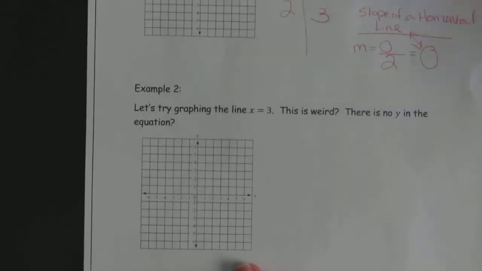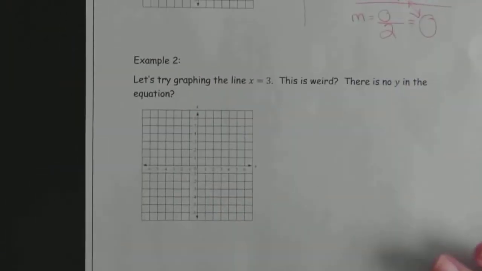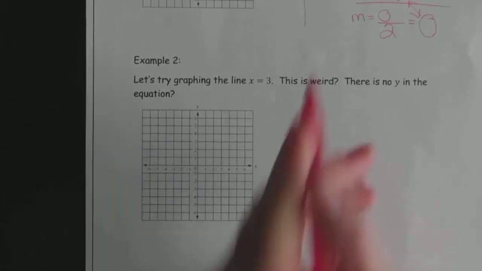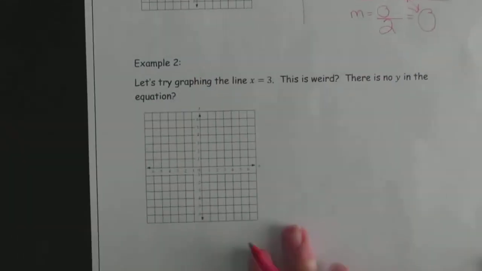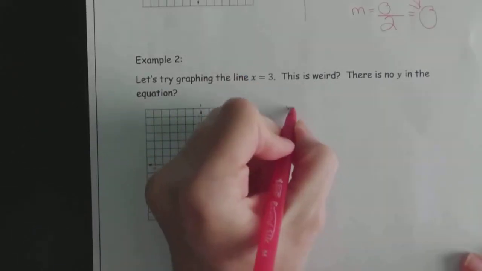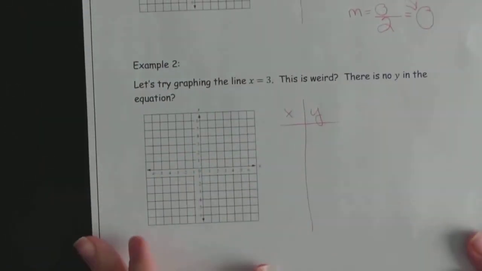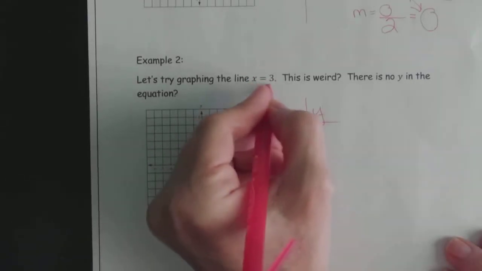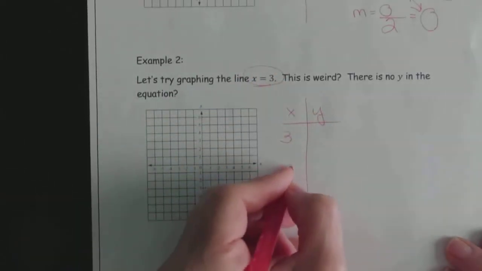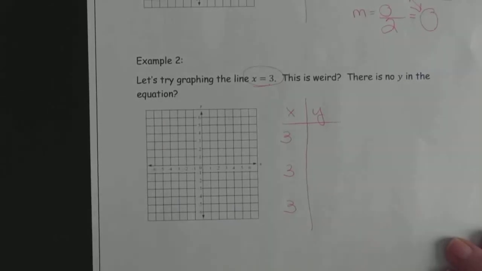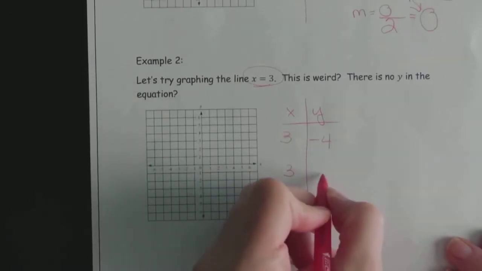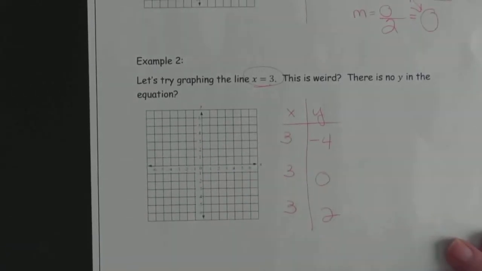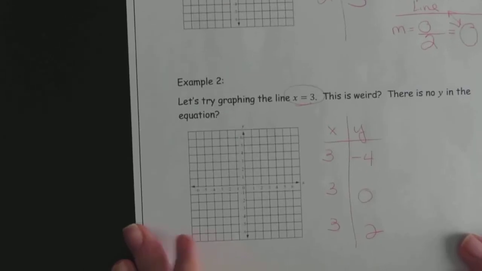Okay, now let's go down to our second and final example on this video. It says, let's try graphing the line x equals 3. I said this is weird. There's no y in the equation. These don't look like the equations we've been working with. So let's go to our good old table. Let's do an xy table. And this time, the x is always 3. 3, 3, 3, no matter what the y is. So maybe I make y -4, 0, and 2.